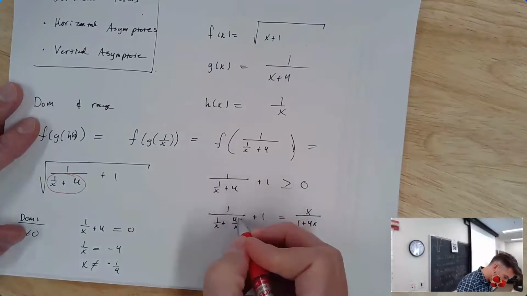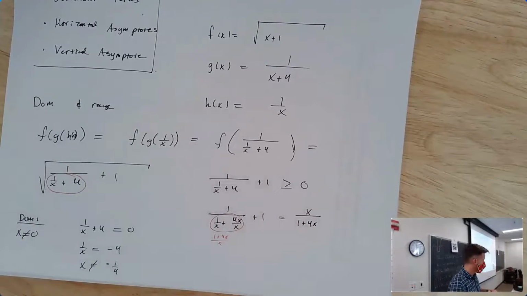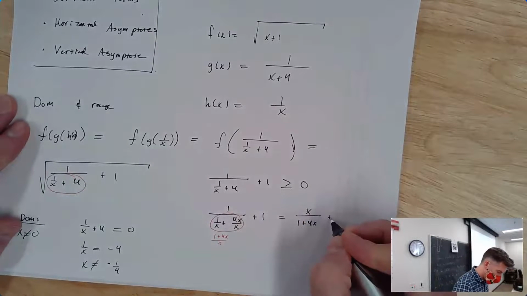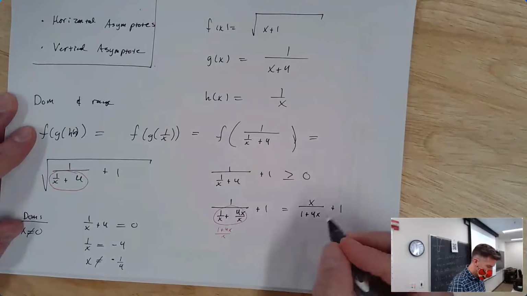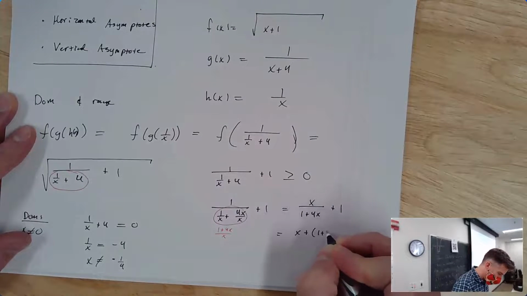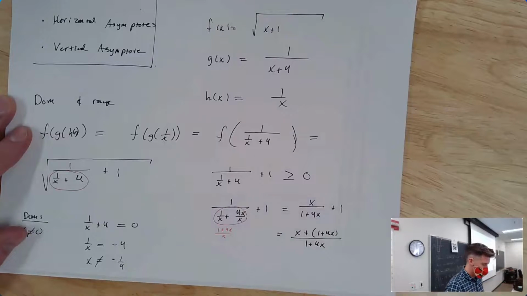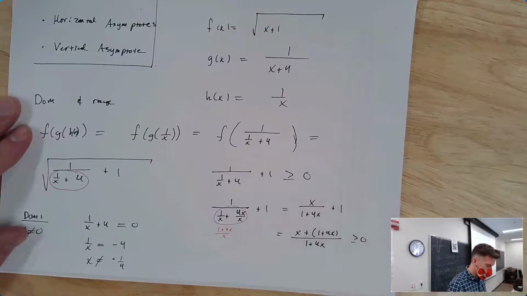This is just 1 plus 4x over x. So multiply it, and then plus 1. So I'm going to another common denominator, and you get x plus 1 plus 4x all over 1 plus 4x. And I want that to be greater than or equal to 0.